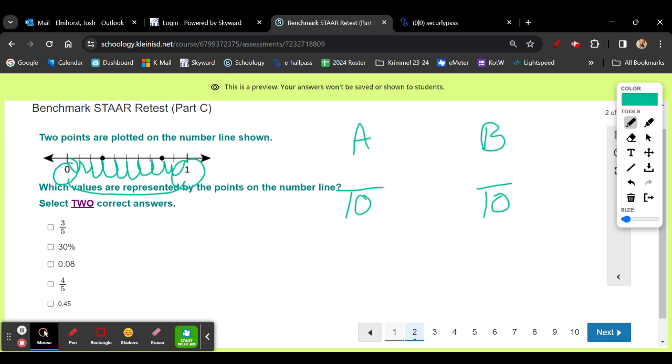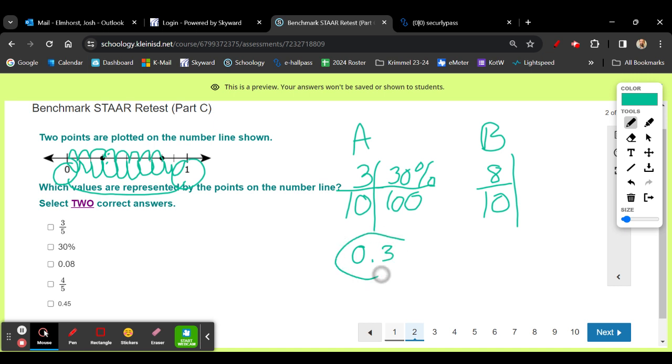Now we're going to check the parts over the total. 1, 2, 3. And 1, 2, 3, 4, 5, 6, 7, 8. So now we have the location 3 out of 10 and 8 out of 10. And we can check for percents. That's times 10, times 10. So that would be 30% or 0.3. 3/10, 30%, or 3 out of 10.